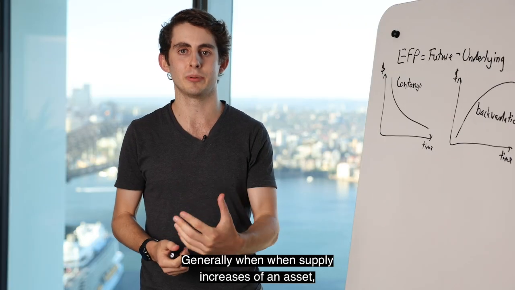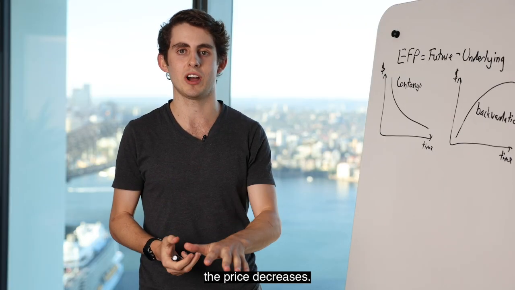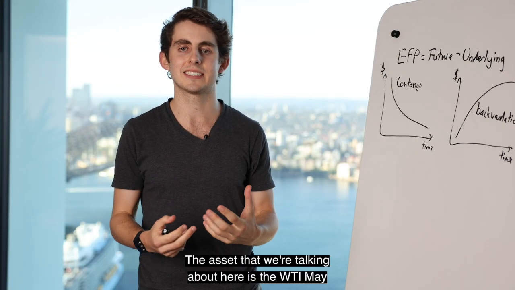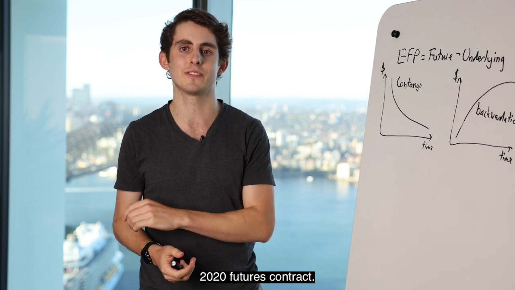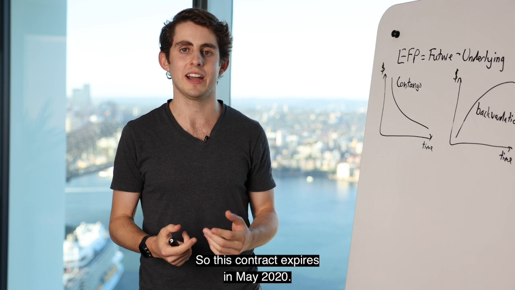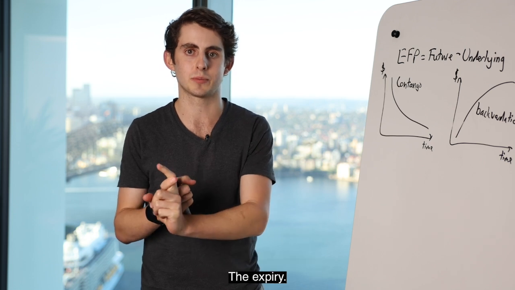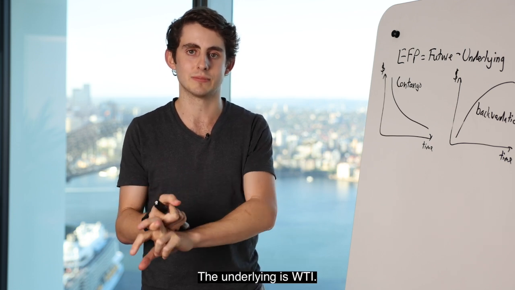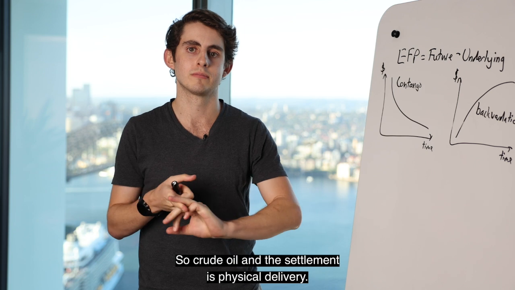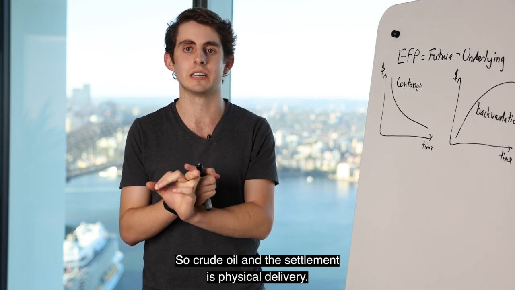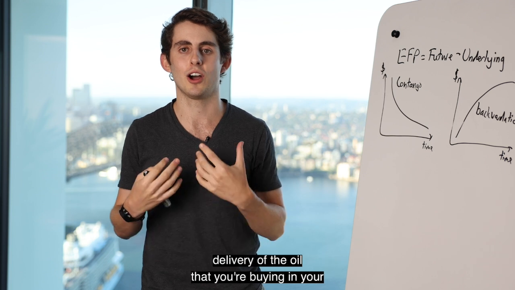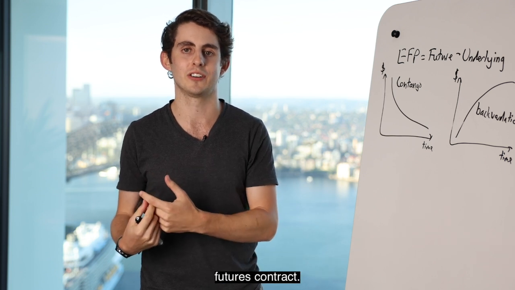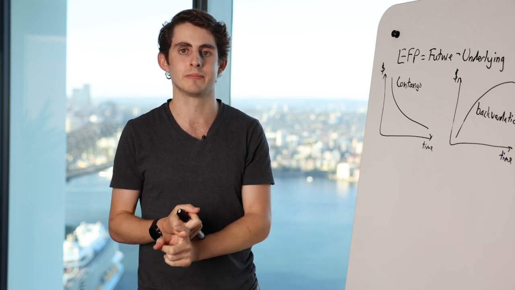Generally, when supply increases of an asset, the price decreases. The asset that we're talking about here is the WTI May 2020 futures contract. So this contract expires in May 2020, the expiry. The underlying is WTI, so crude oil, and the settlement is physical delivery. You have to get yourself to Cushing in America and take delivery of the oil that you're buying in your futures contract. And this was the interesting bit.